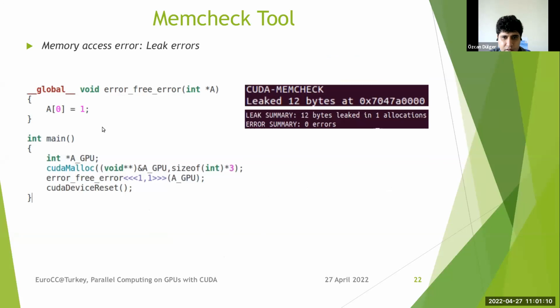Let's look at the output of CUDA mem check here. Leaked 12 bytes at this address in one allocation. Since we have 3 elements and it is an integer type, we created 12 bytes in the device memory and we did not free it. And it is given in the output of CUDA mem check.